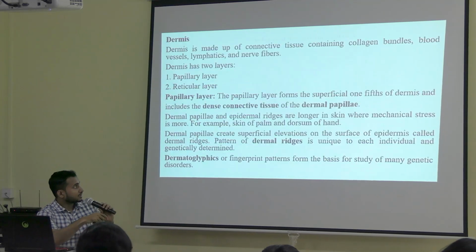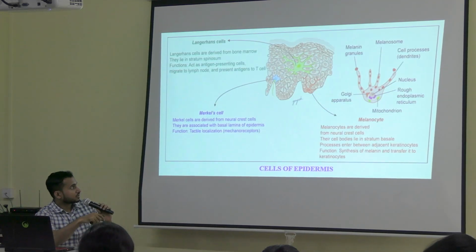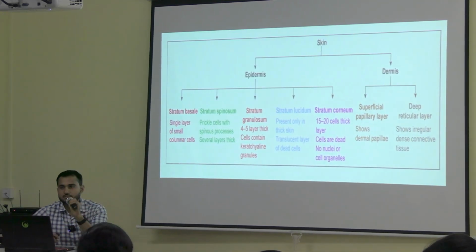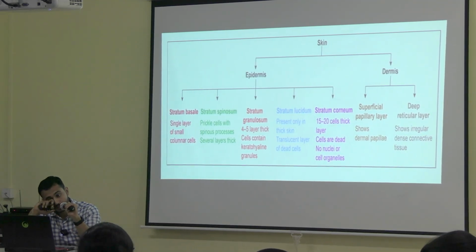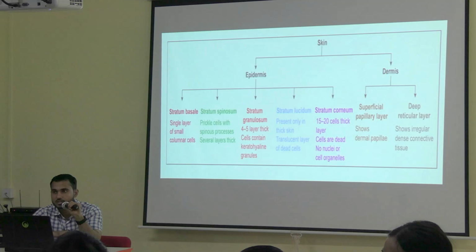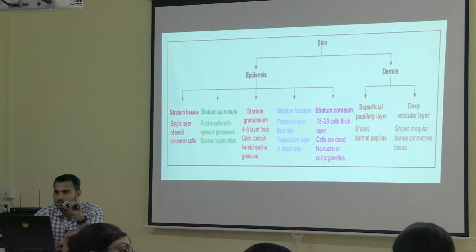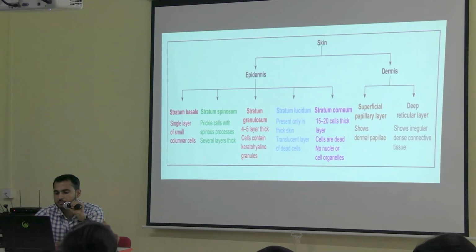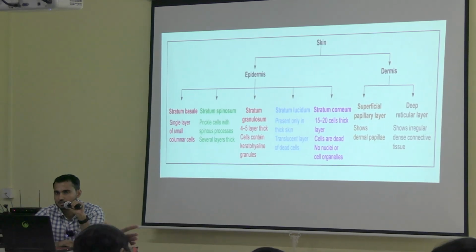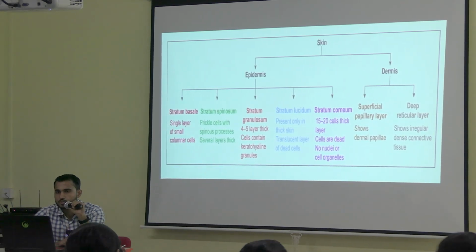Now lastly, this is the gist of the story, whatever we have discussed so far. You can see skin having two layers, epidermis and dermis. Epidermis is superficial, dermis is deep, and in epidermis 5 layers are there from deep to superficial.